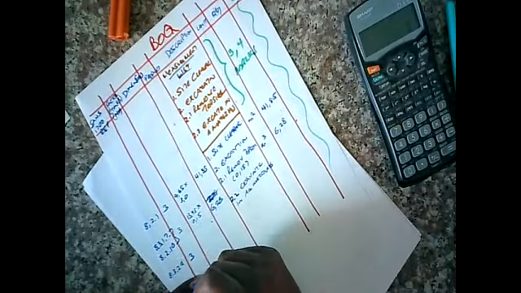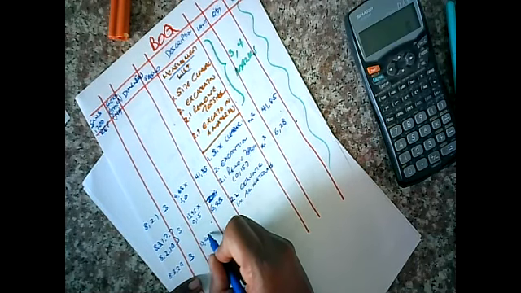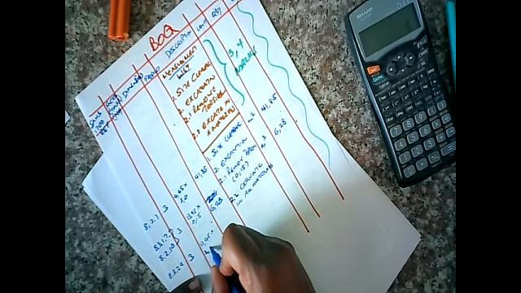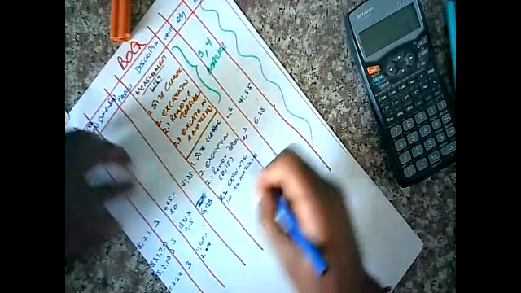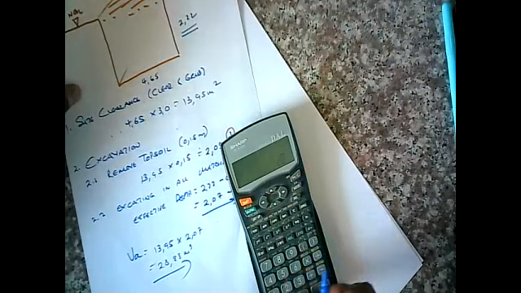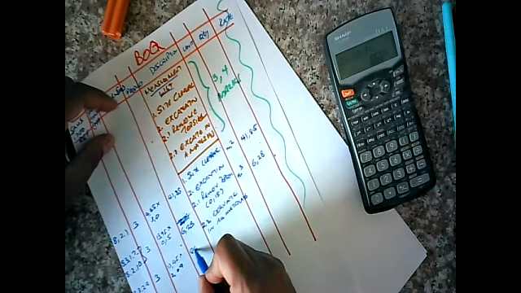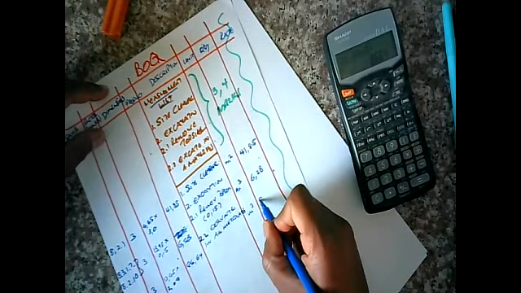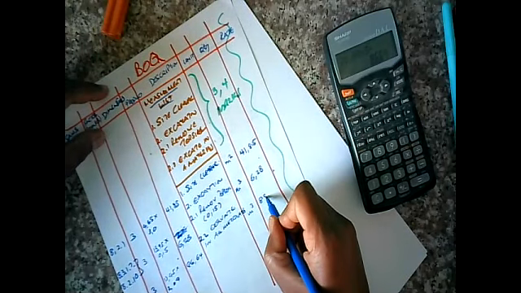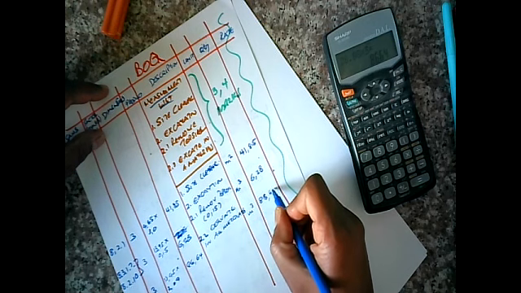And what are we doing? Excavating all materials. 13.95 times, what's the depth? 2.09, 2.07. And what did we get? 28.88 times 3 is equal to 86.64. Unit is meter cube, 86.64.